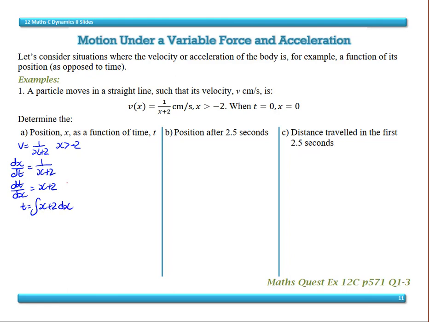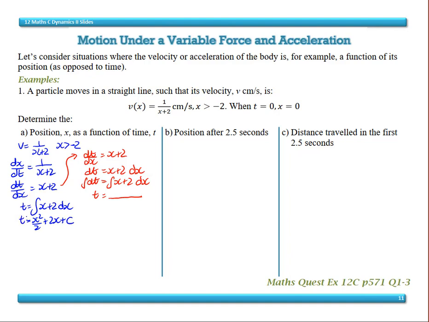Now, just to give you a bit of background, if we did the intermediate steps, we've got dt dx equals x plus 2, which means dt is x plus 2 dx. We then can integrate both sides, and the integral of dt is t. We just don't write all those steps, just a bit of background there. Might help later on with some of the other questions. So anyway, the integral of x plus 2 is x squared over 2 plus 2x plus c.